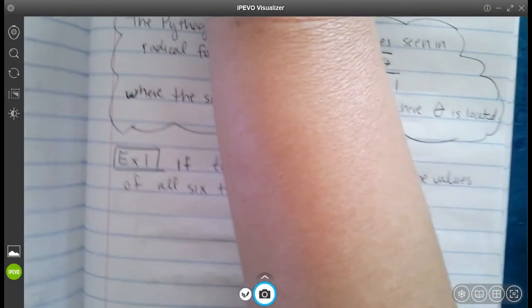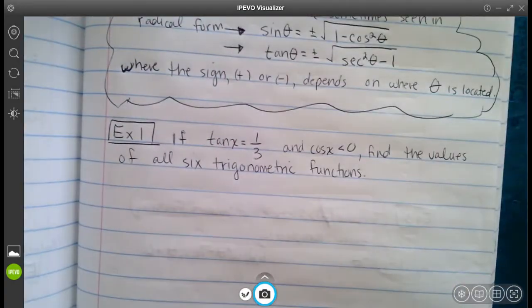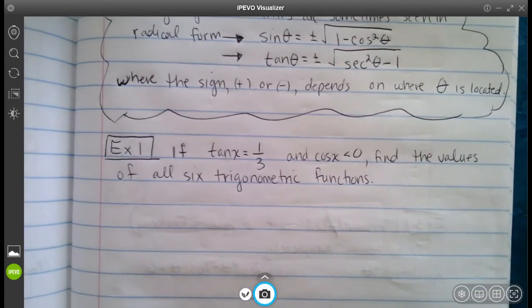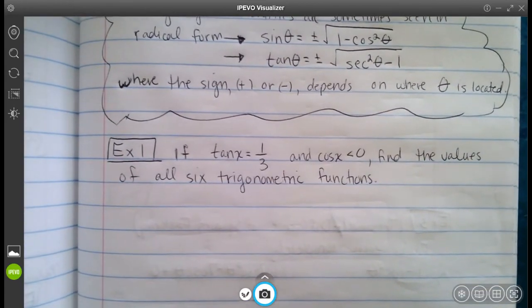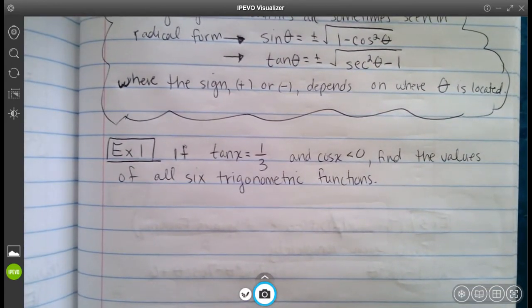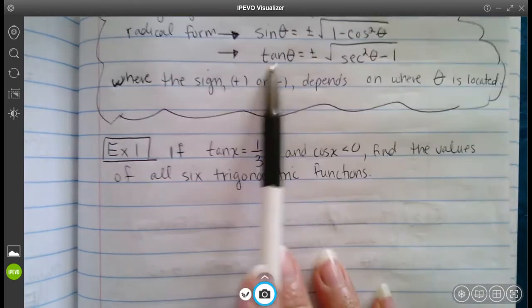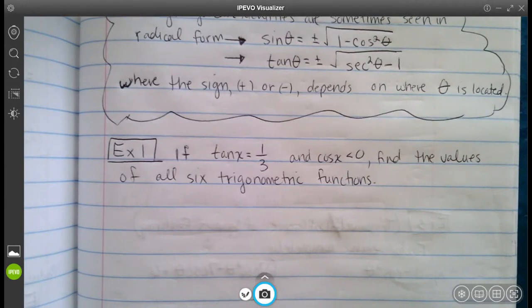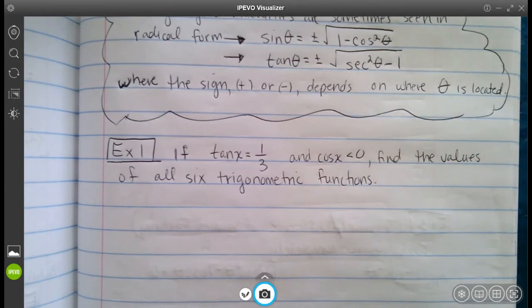We're going to look at example number 1. If tangent of x is equal to 1 over 3, and cosine of x is less than 0, find the values of all 6 trigonometric functions. We can do this two ways. We can draw the picture and see where it's at and find the missing values, or we can use one of the identities up here. I'm going to do both just to show you how they go together.